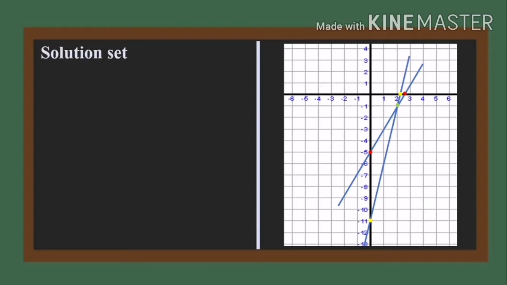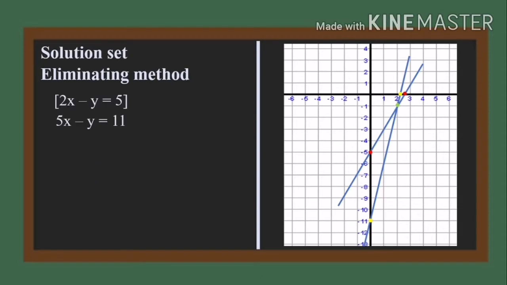To get the exact solution set of the system, we need to use the elimination method. Take a look at the two equations. Eliminate the x or the y. In this case, I eliminate the y. So we multiply the first equation by negative 1. So we have a new equation, which is negative 2x plus y is equal to negative 5, and 5x minus y is equal to 11.